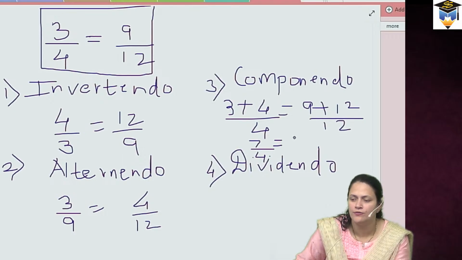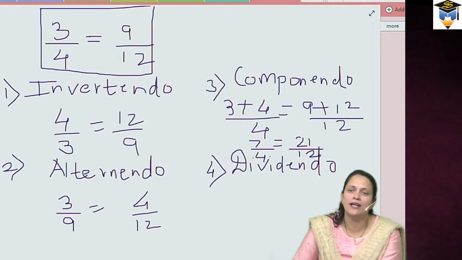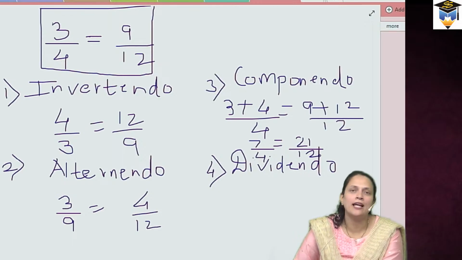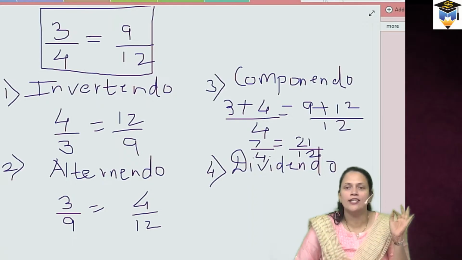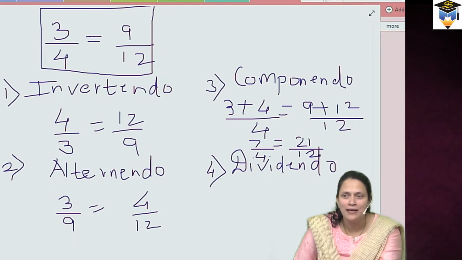is equal to 21 by 12. Are they still in proportion after you apply the property? Yes, they are. Check. 7 by 4 and 21 by 12. Convert it to the lowest form. 21 upon 12 becomes 7 upon 4. So, whenever you apply the properties, always remember, after applying the properties also, the ratio has to be in proportion. Then only whatever you have applied is correct.